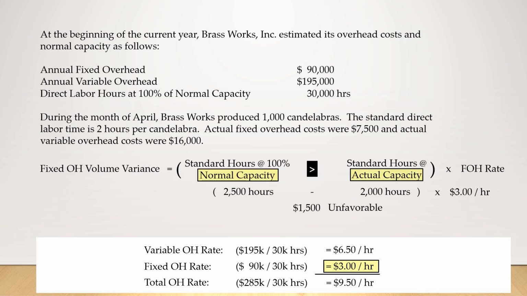If we produce more than the normal capacity, that would be favorable because we were able to produce more than we intended with this fixed cost, meaning we operated more efficiently.